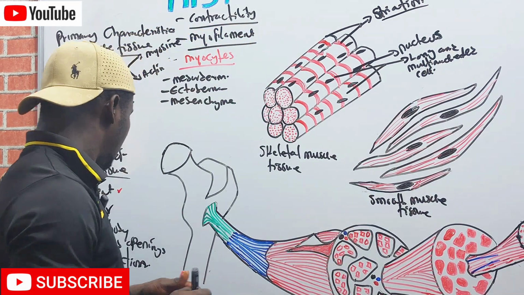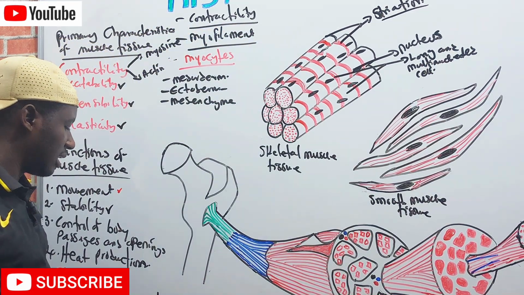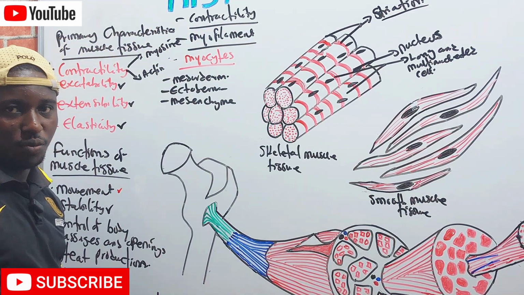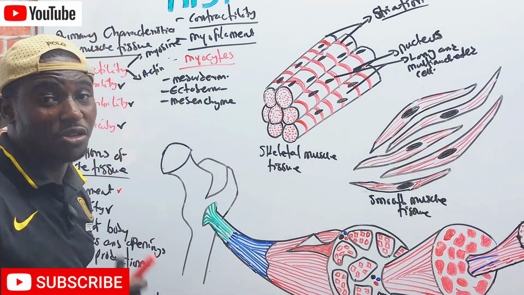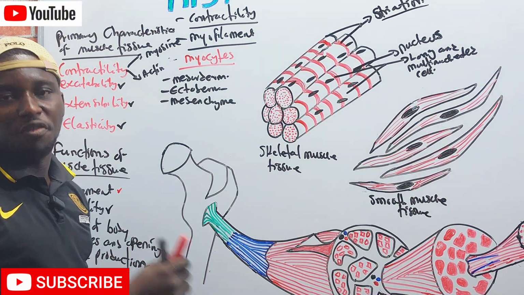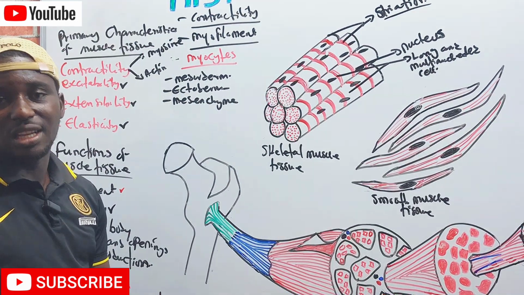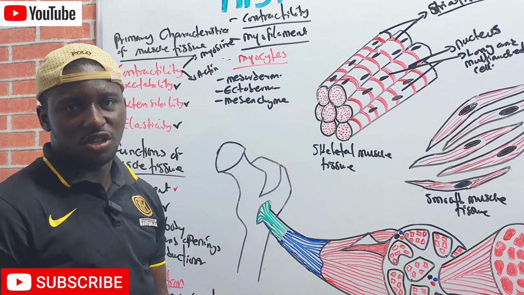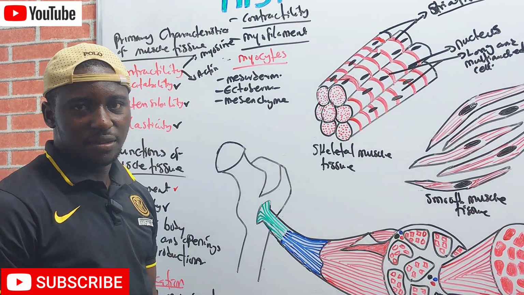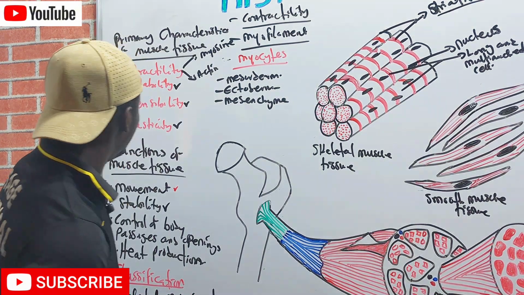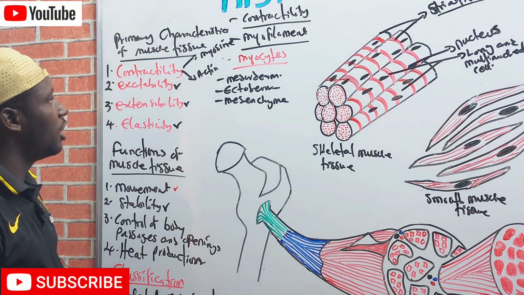Okay. So that is all about the skeletal muscle tissue. One of the primary functions of skeletal muscle tissue is to aid in movement. Recall that it is not only found in the bone, which is the skeleton, it is also found in other structures, such as the eye. You get? So that is how it works.